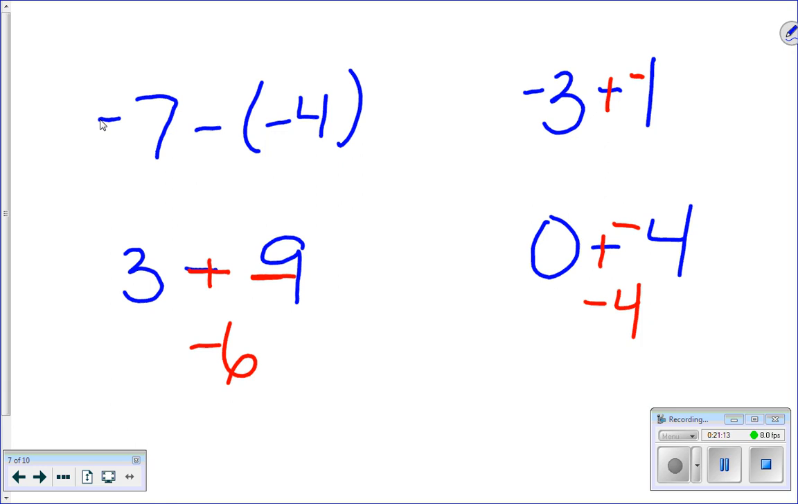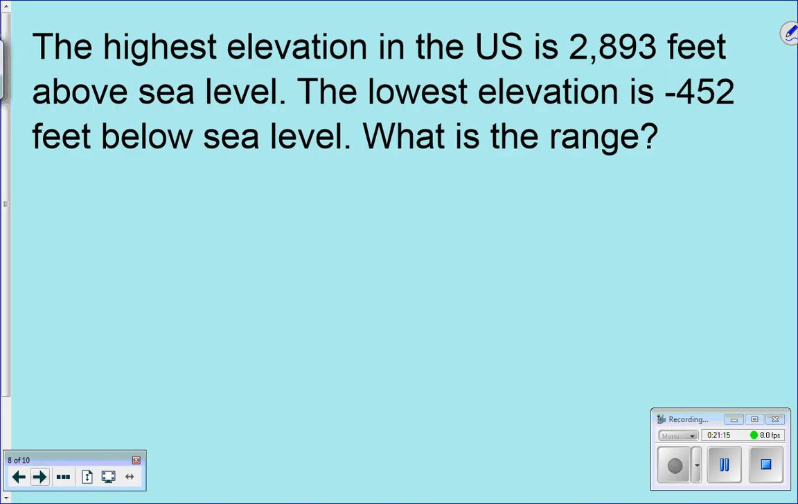It's scary, I know. All right, last thing I'm going to show you is a story problem you're going to see. Now you don't have to write it down, but can I just talk about it and explain to you what you might see? Okay. So it says the highest elevation in the U.S. is 2,893 feet above sea level. I'm pretty sure I made this up, so don't go home telling your parents that's the highest. The lowest elevation is -452 feet below sea level. I want to know what the range is. That means I want to know from the bottom all the way to the top how many feet that is.